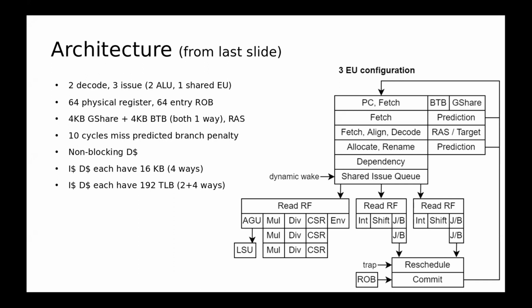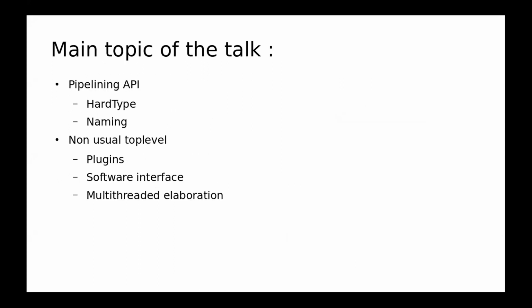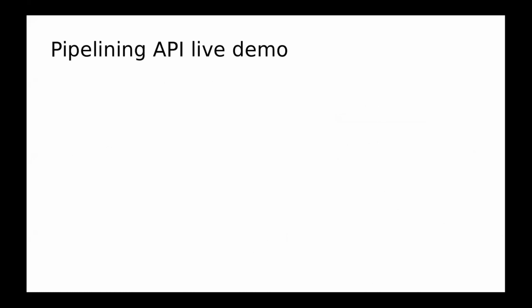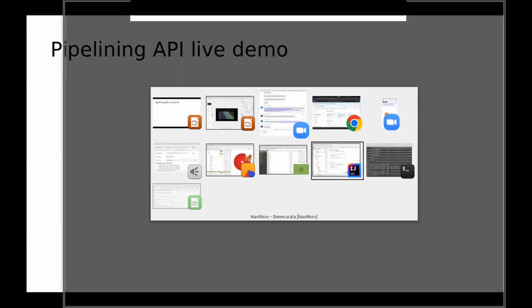And so based on all of this, the main topics of this talk will be the pipelining API, and the way the top level is composed of multiple things. It's not a regular top level where you have all the modules instantiated and connected together. It's quite different. And so for the pipelining API, I will do it via a live coding demo. This way, it's a bit easier to see the flow, how things can be made. And so here I go.